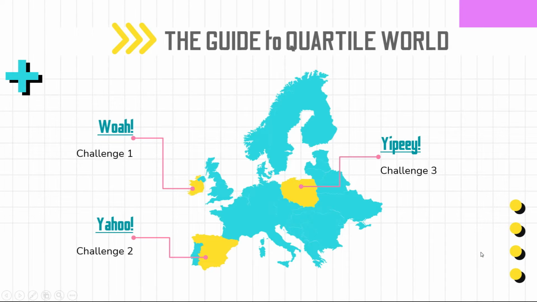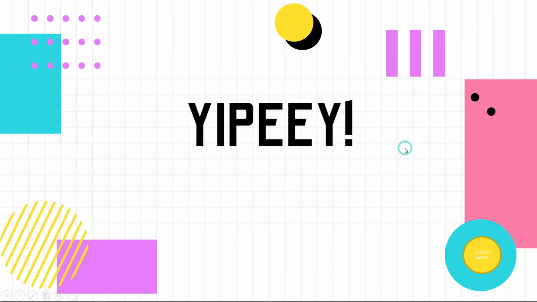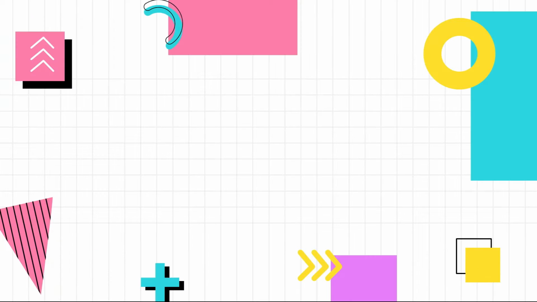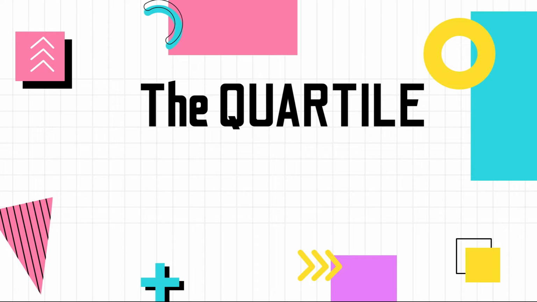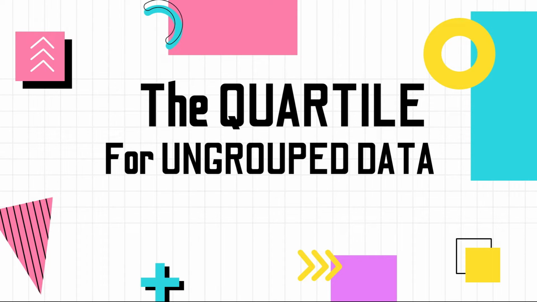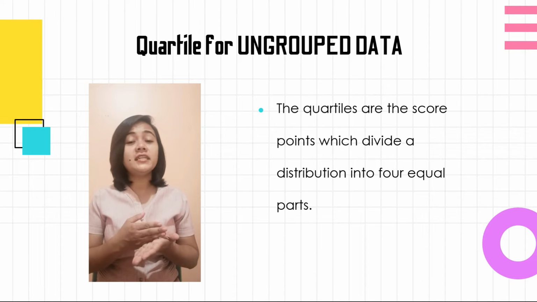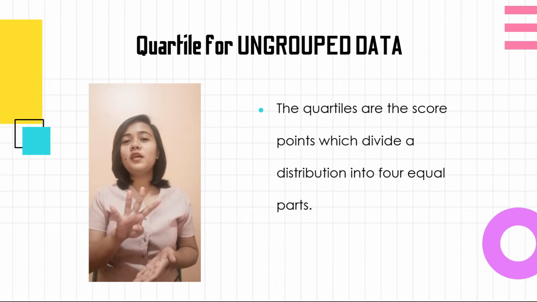Okay, so Whoa Challenge and Yahoo Challenge are all done. It's time for our Yippee Challenge. Let's go to challenge number 3. The Yippee Challenge, which is our challenge number 3, comprises the following: the quartile for the ungrouped data. The quartiles are the score points which divide the distribution into 4 equal parts.